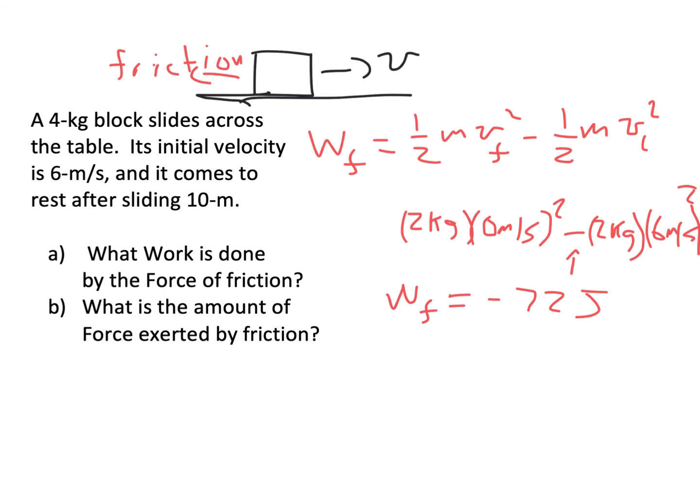Now remember, we talked about this idea that if you have a negative work, that corresponds to an object slowing down. And so when we calculated the work for an object we know is slowing down, we got a negative answer, so that makes us feel a little bit better that things make sense.